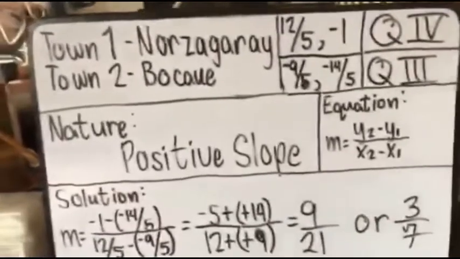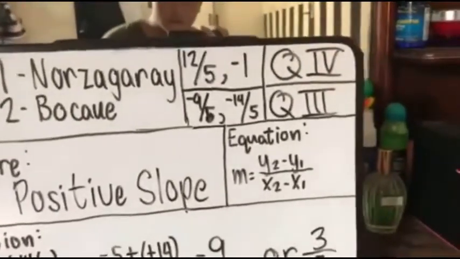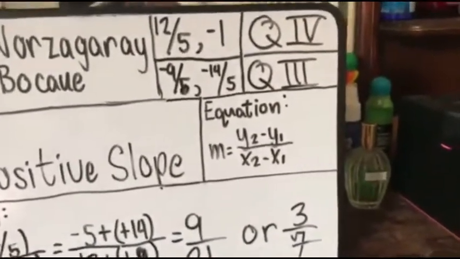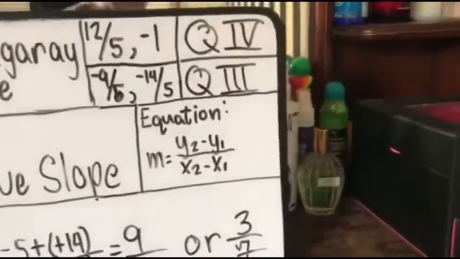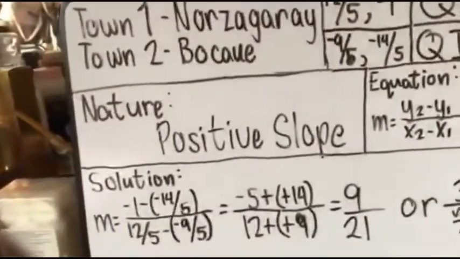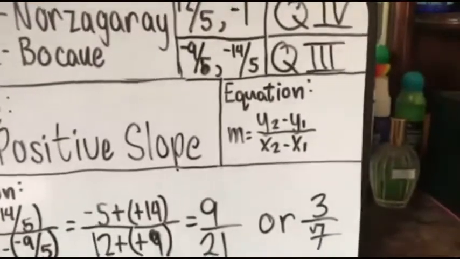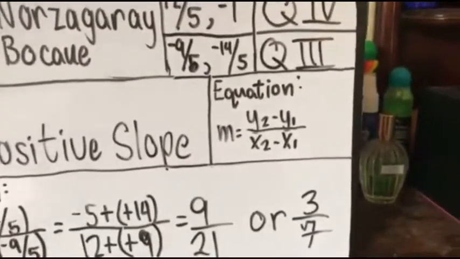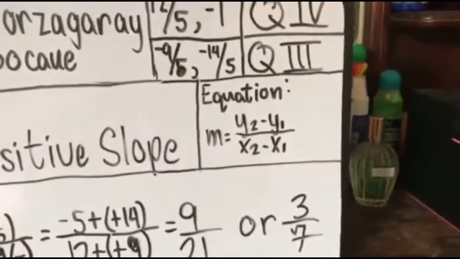For line 2, we have Town 1, Norzagaray. Its coordinates are 12 over 5 and negative 1. It is located at the fourth quadrant. Town 2, we have Bukawi. Its coordinates are negative 9 over 5 and negative 14 over 5, and it is located at the third quadrant.